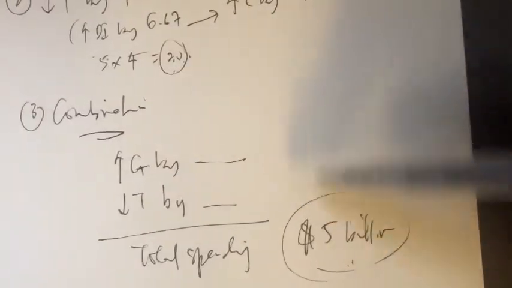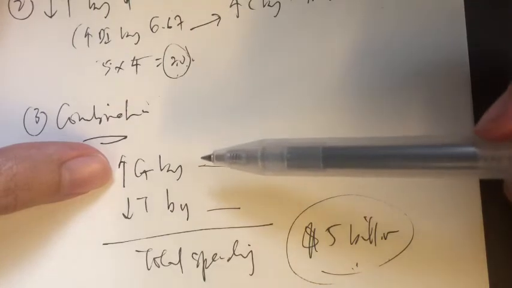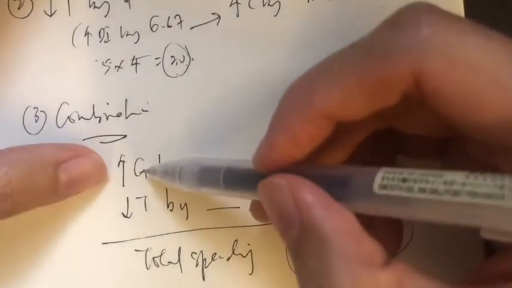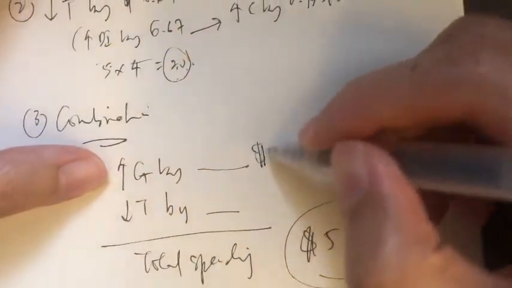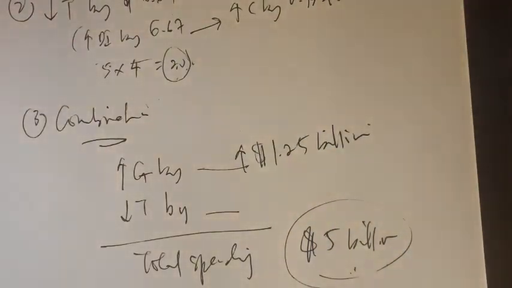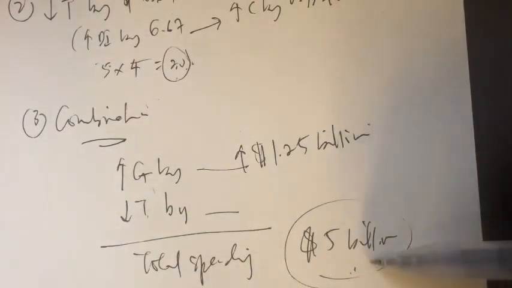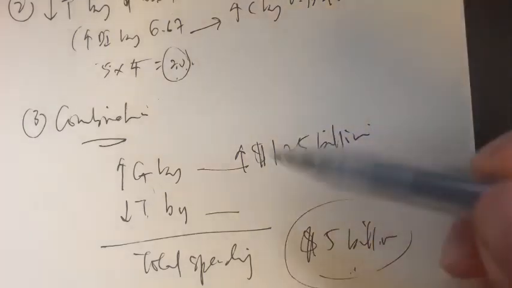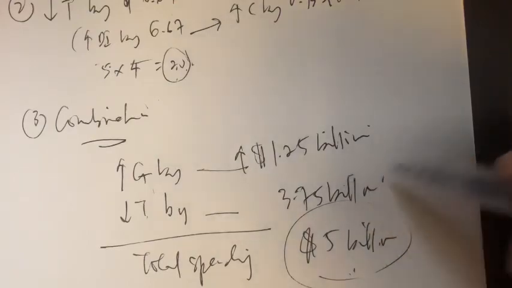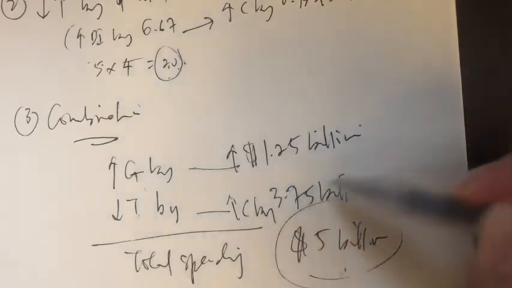Okay, so you can actually play around with some figures. Let's say you want to increase government spending by, I don't know, 1.25 billion. Since government spending is a direct component, you can just put it straight away. So we want to increase G by 1.25 billion. Cool. Right, so how much should the fall in T be? We just find the difference, 5 minus 1.25, so we'll get 3.75 billion, right? So we know that if we increase G by 1.25 billion, the consumption must be increased by 3.75 billion.